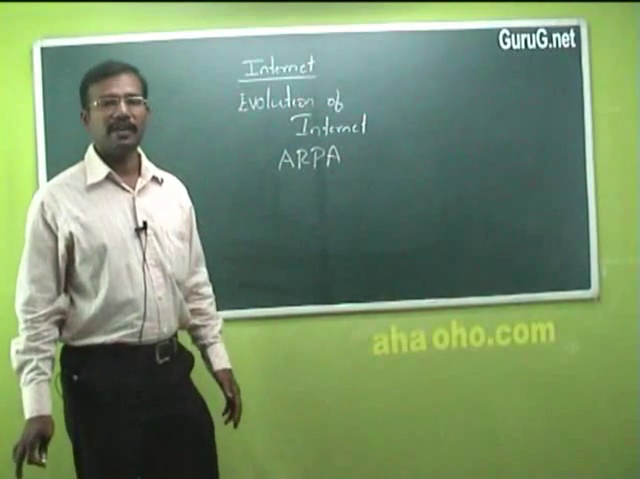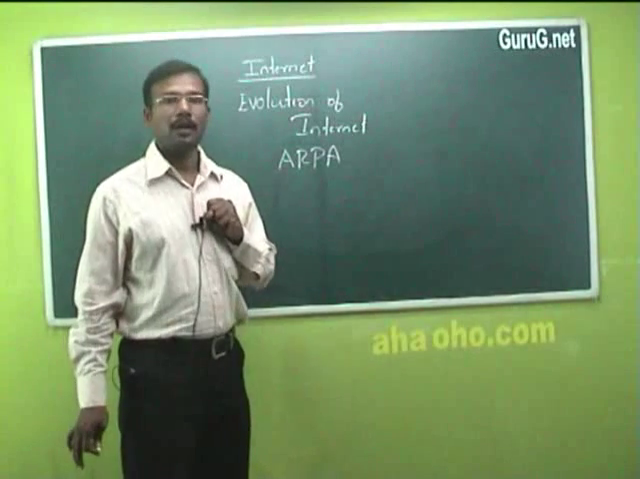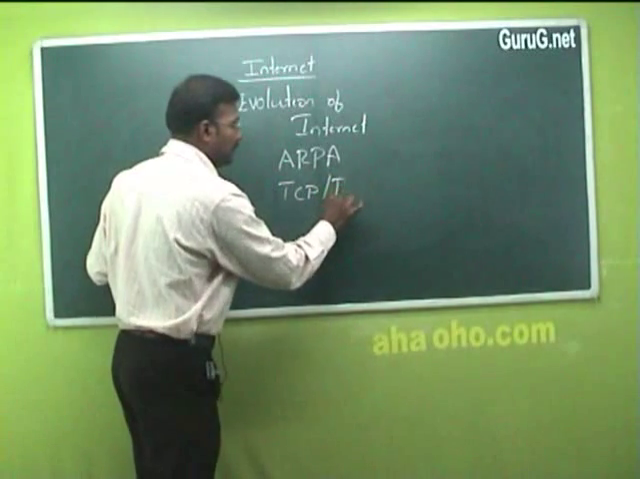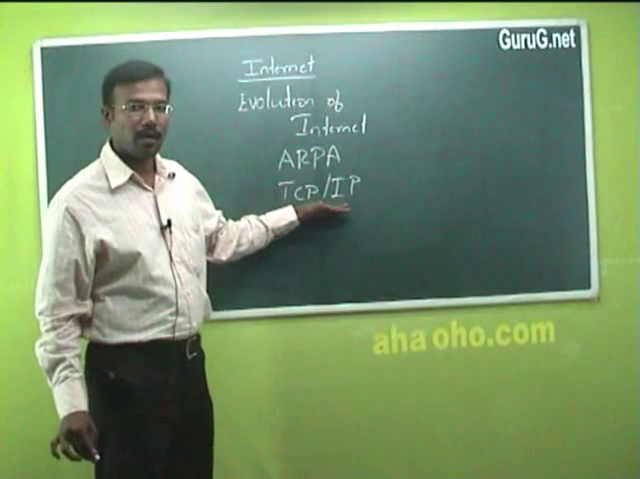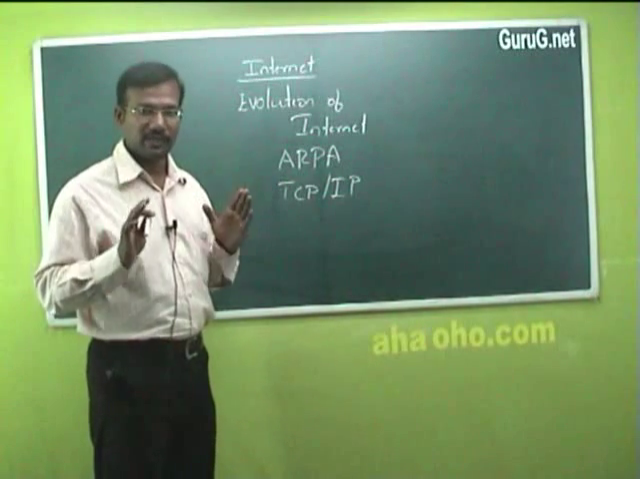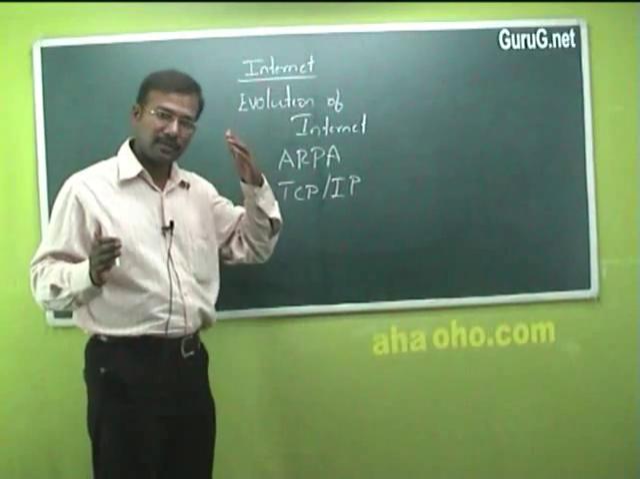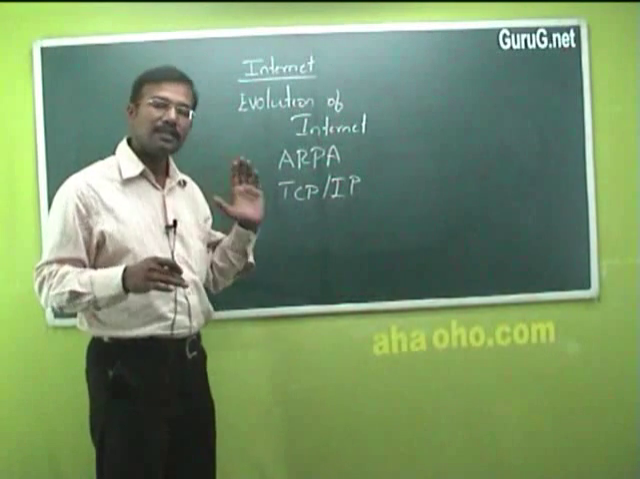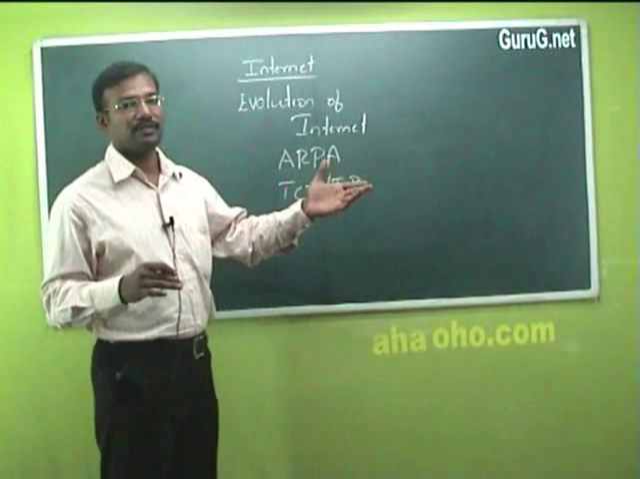In the year 1970, this Advanced Research Project Agency developed a protocol called TCP/IP. TCP is Transfer Control Protocol and IP is Internet Protocol. This is basically a connection oriented service where initially you need to establish a connection between two systems, and the data will be transferred from one system to another, processed, and acknowledged. This protocol will work like this: initially you establish a connection and then the data transfer is done.